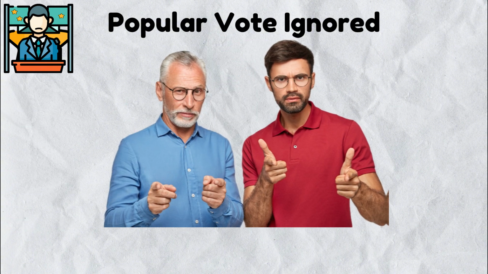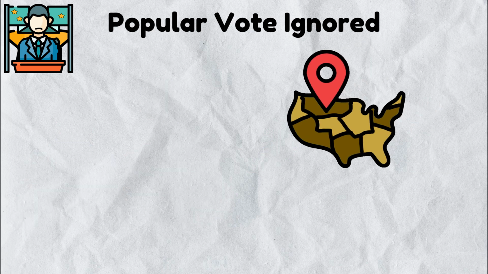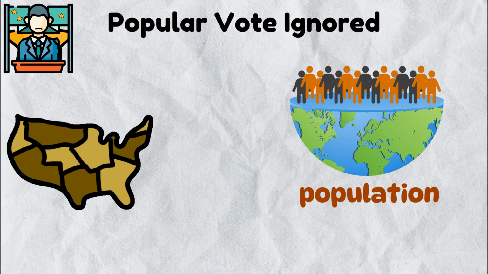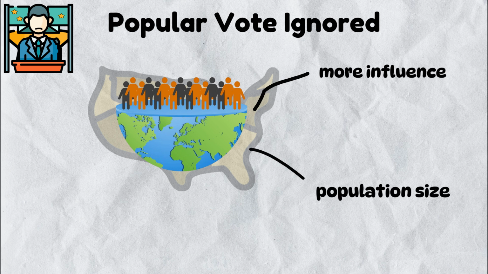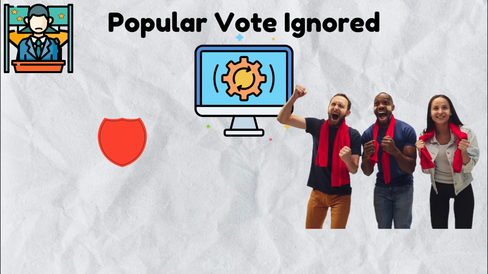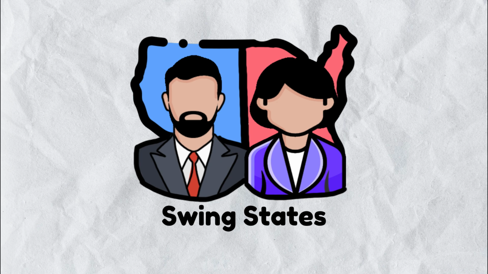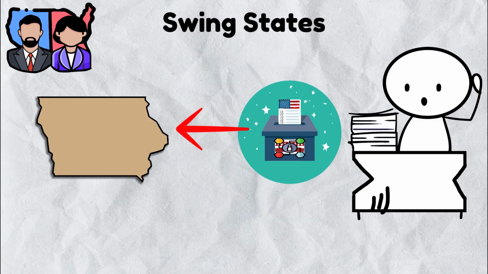Critics argue that the Electoral College system disproportionately favors smaller states, as each state is guaranteed at least 3 electoral votes regardless of population. This gives less populous states more influence relative to their population size. Supporters, however, contend that the system protects the interests of smaller states and prevents a few populous regions from dominating presidential elections. Swing states. The Electoral College's complexities extend beyond state size.